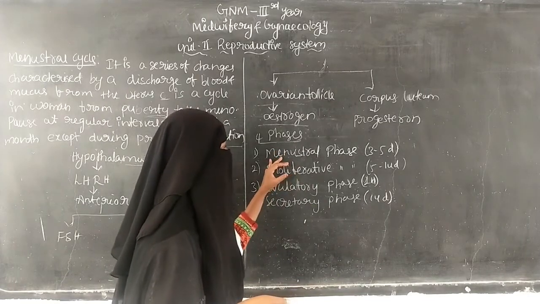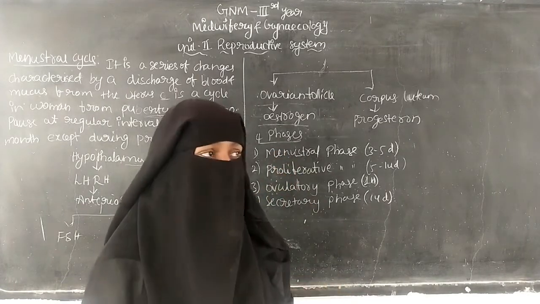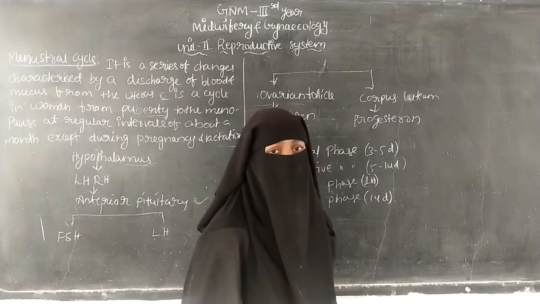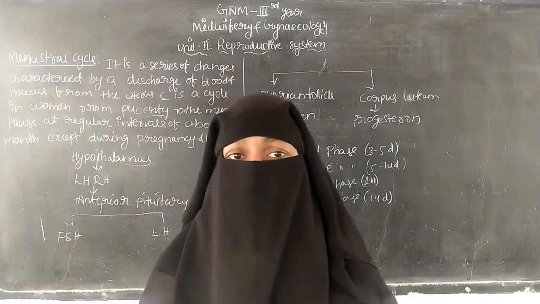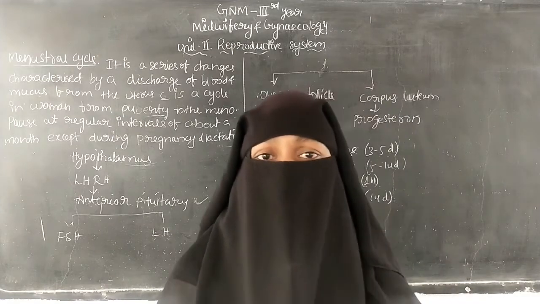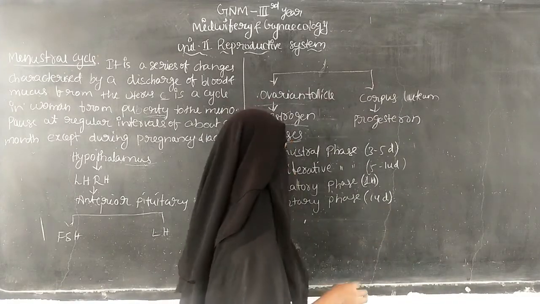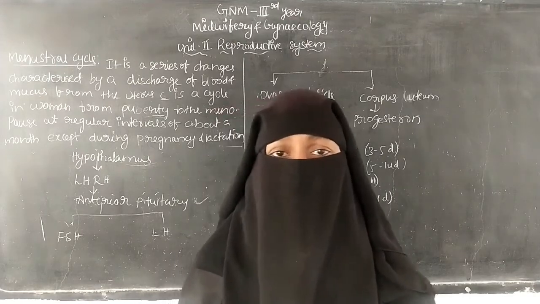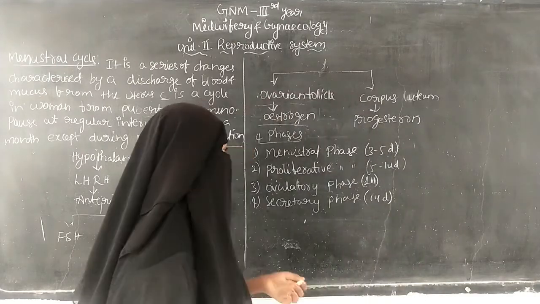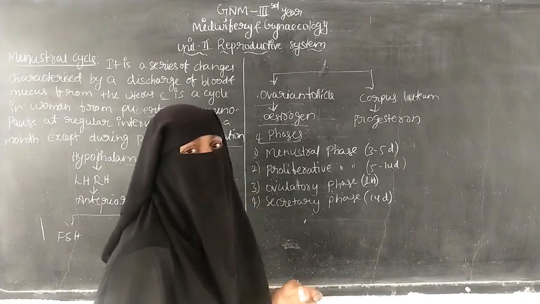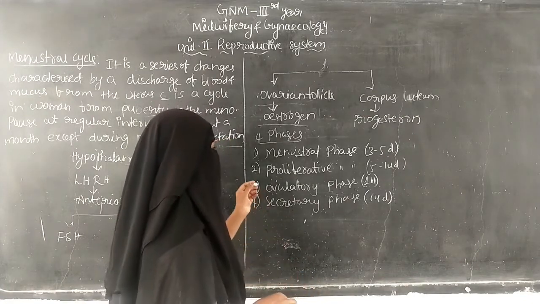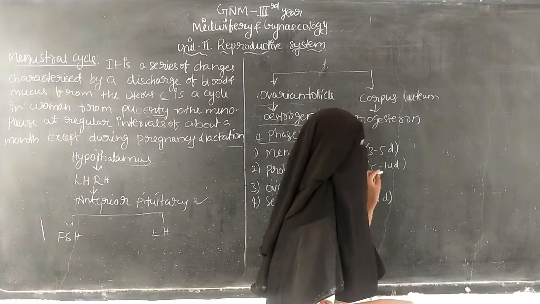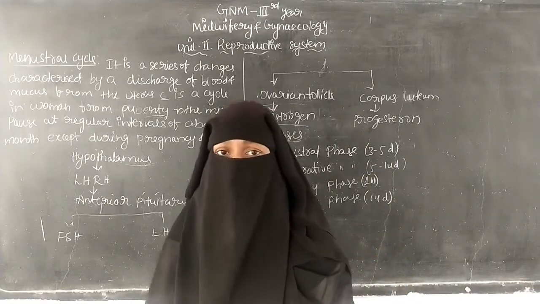So there is a menstrual phase. During the menstrual phase the ovum is not fertilized and the corpus luteum degenerates, and the estrogen and progesterone levels decrease, and it causes the shrinkage of the endometrium. And there is a proliferative phase. The proliferative phase lasts 5 to 14 days.